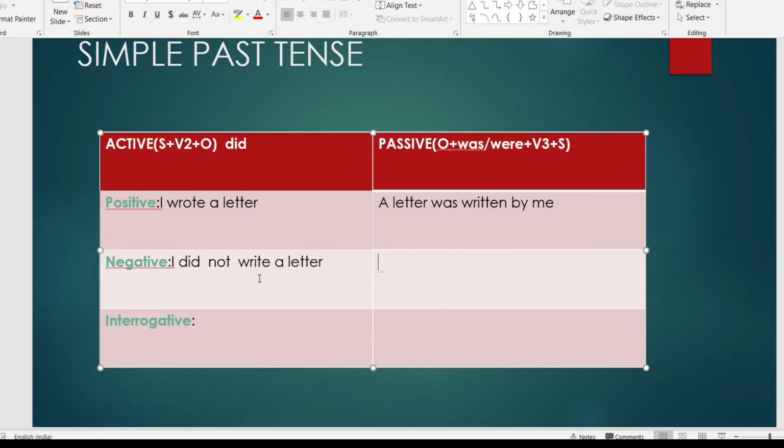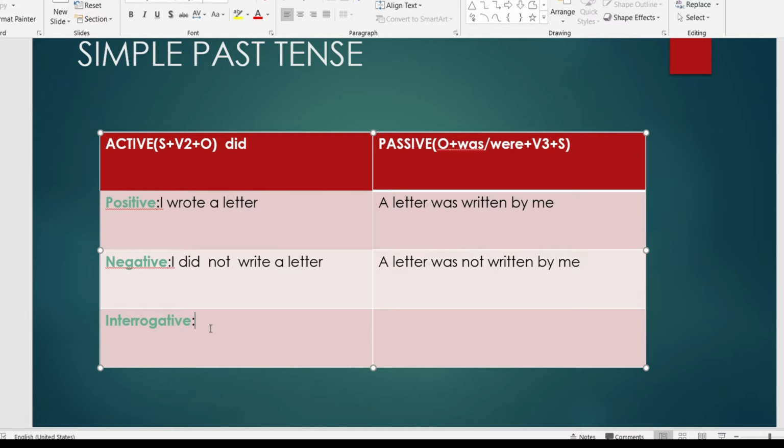And the passive will be: A letter was not written by me. Letter मेरे द्वारा नहीं लिखा गया. I'm taking very simple examples, but you can just use the formula to make any sentence into passive or active, vice versa, as you feel like.